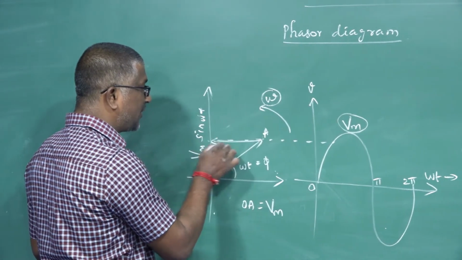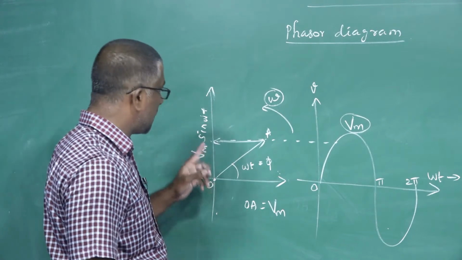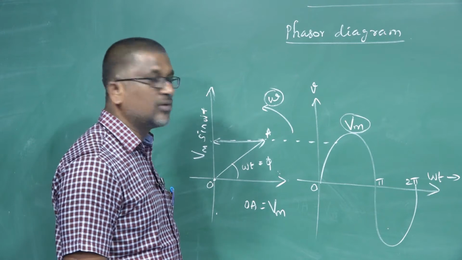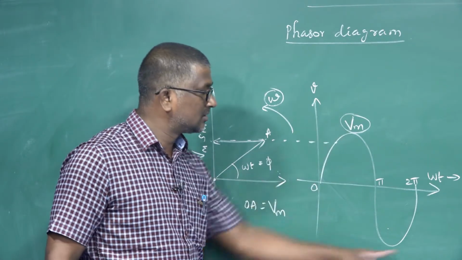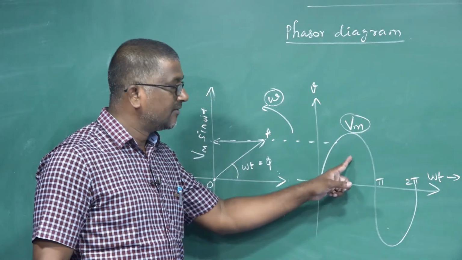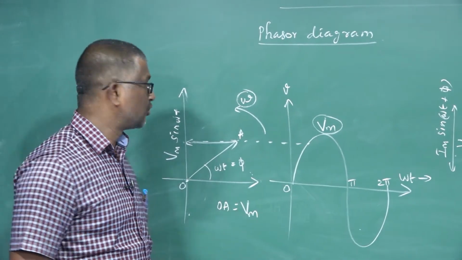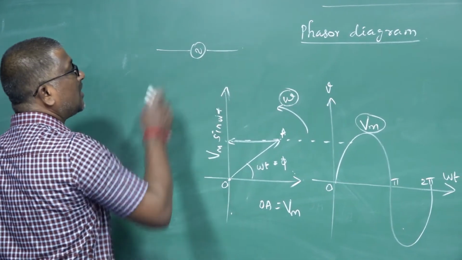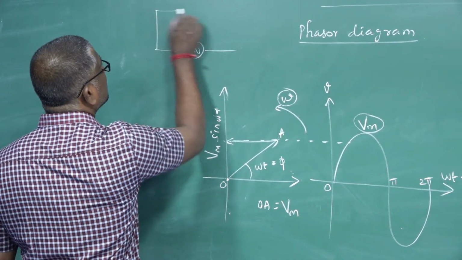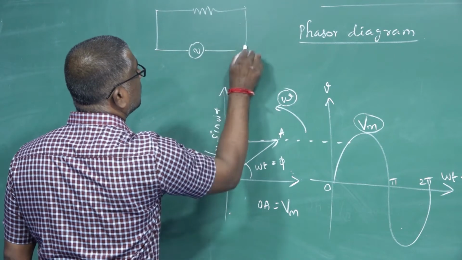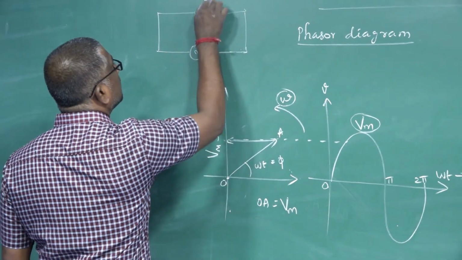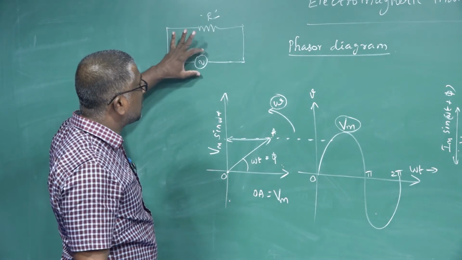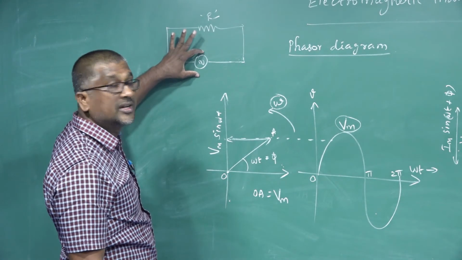And the projection of a phasor on the vertical axis gives the instantaneous value of alternating voltage. Suppose this is a sinusoidal alternating voltage which is applied to any one of the AC circuits. Suppose, for example, this is the symbol of AC. Suppose it is connected or applied to a resistive circuit. So this is a resistor which is connected to an alternating source. This is a symbol of an alternating source.